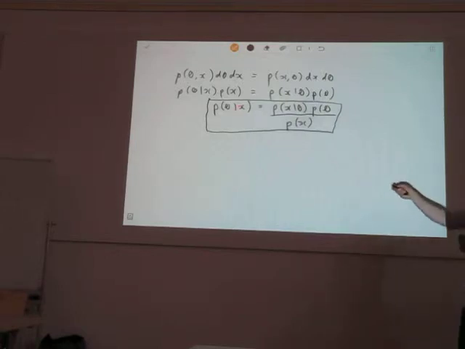So, there's four components to this thing. There's four components to this thing. The left-hand side, I'll leave that till the end. That's the most important thing.